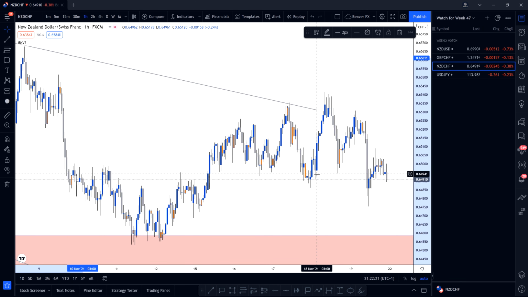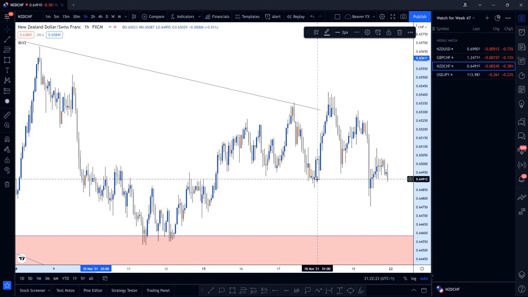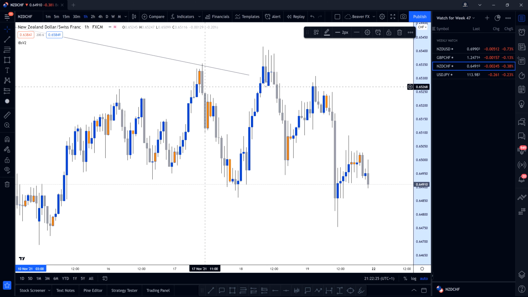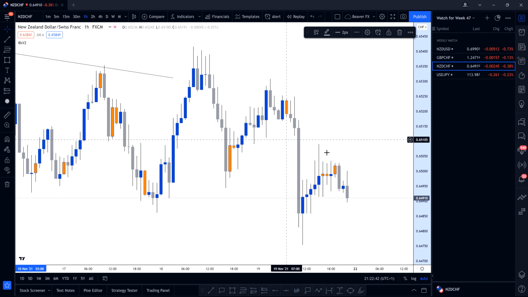Let's see what we have here. Now on the 1-hour time frame, as you can see, we had this peak here. We had a down movement. We came here and probably hit some supply zone here. Now we drilled down, broke this low, then we came back up to retest a bit.